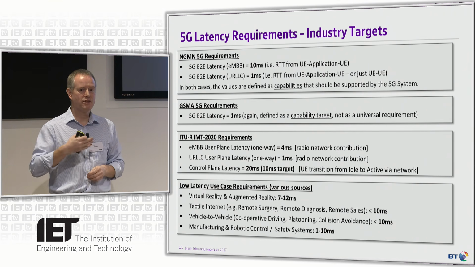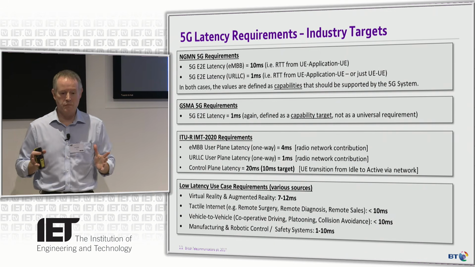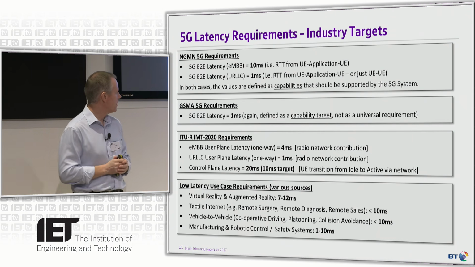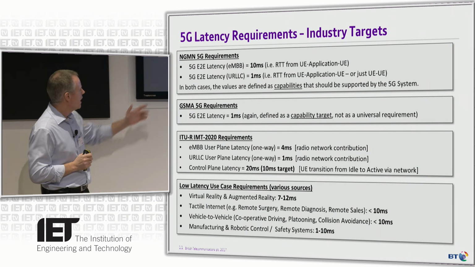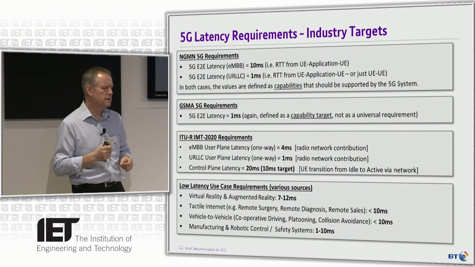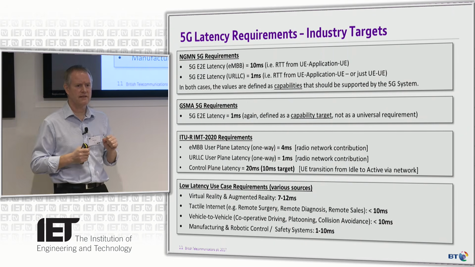So the term connected and autonomous vehicle, CAV, is very much a dialogue that we should be using when we talk about the future of cars and other vehicles. Then manufacturing and robotics and safety systems could be as low as 1 millisecond, but it could be out as far as 10 milliseconds.